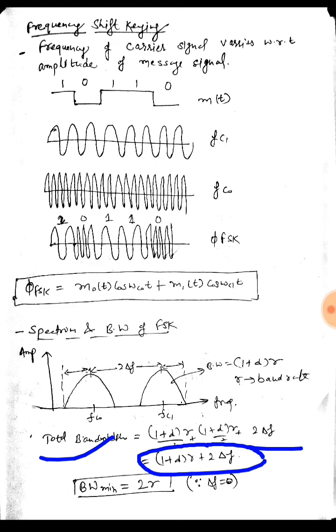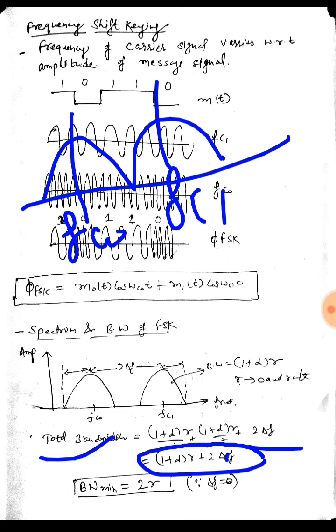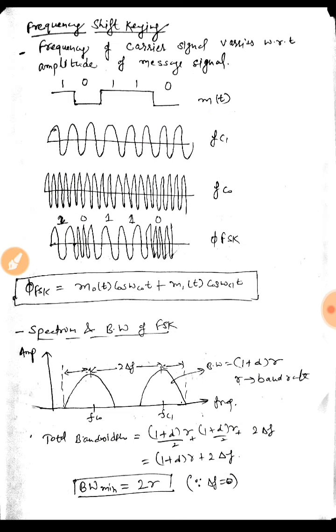So if we need to calculate the minimum bandwidth, we can make both the frequencies like this. This is fc0 and this is fc1. So del f becomes 0. If we make this del f 0, the bandwidth would be 2r, that is r for this and r for this, that is 2 into baud rate.